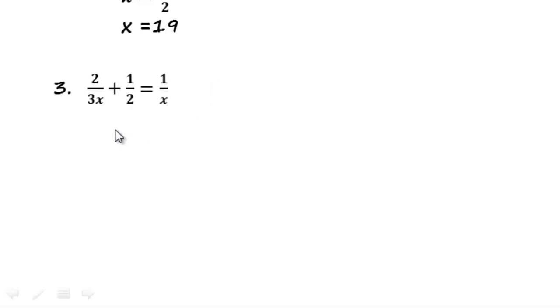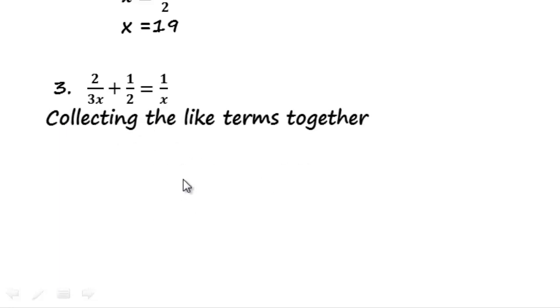2 divided by 3x plus 1 over 2 equals 1 over x. Now collect the like terms together, which is now going to be 2 divided by 3x. Bring 1 divided by x to its friend here. It's going to be minus 1 divided by x. And then carry this one across the sign again, which is 1 over 2. It's now going to turn to minus 1 over 2. This is what you do. Now deal with these like terms first.